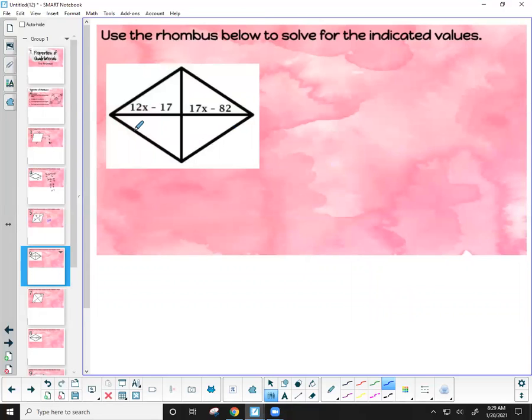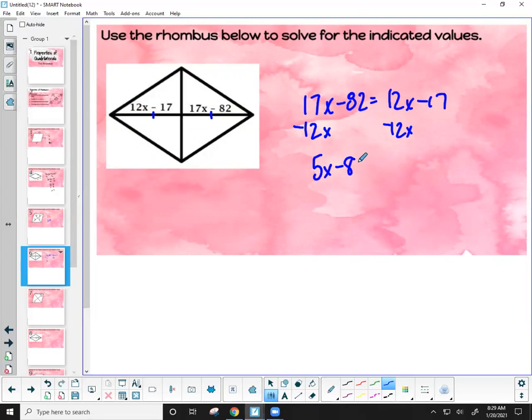All right, so if we have a problem like this, keeping in mind that my diagonals are bisected, that means those two expressions have to be equal to each other. So I have 17x minus 82 equals 12x minus 17. I can subtract 12x from both sides, and I have 5x minus 82 equals negative 17. Add 82 to both sides.